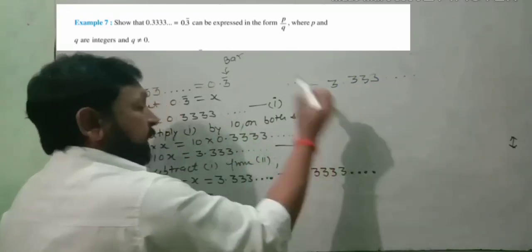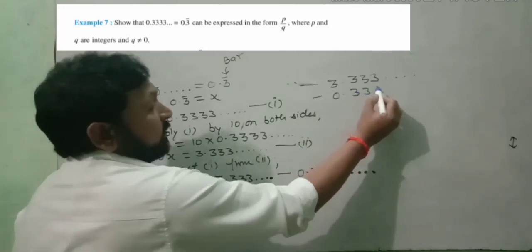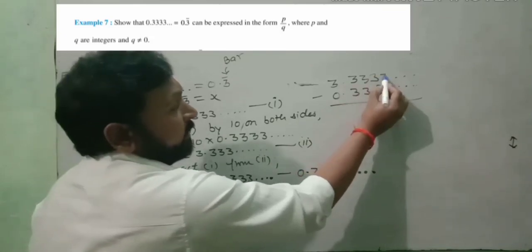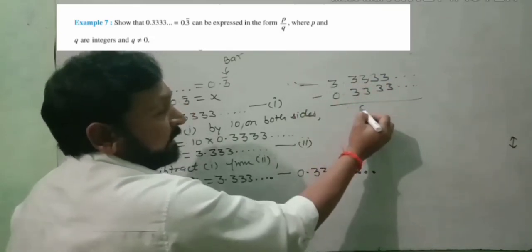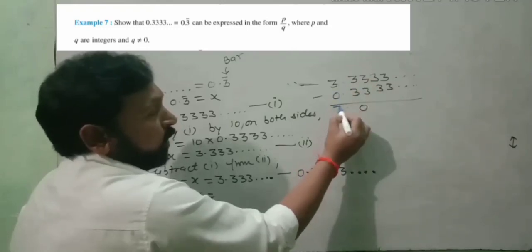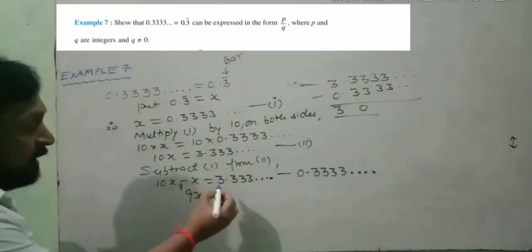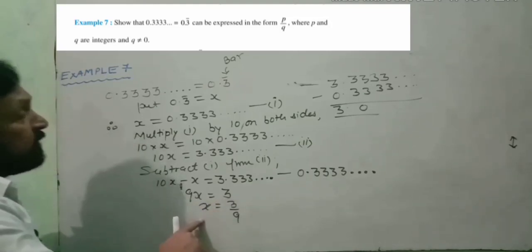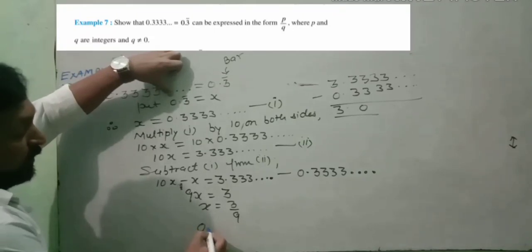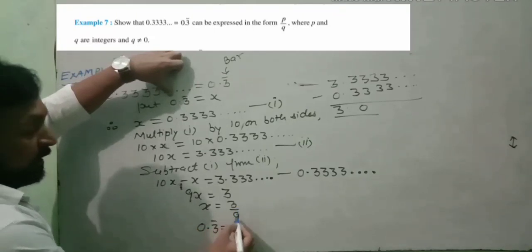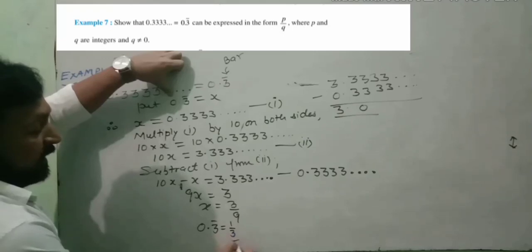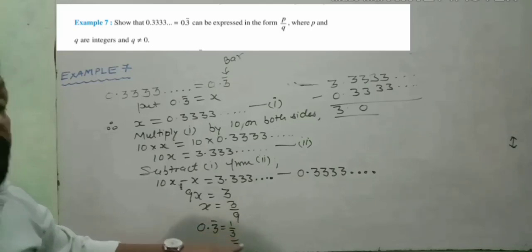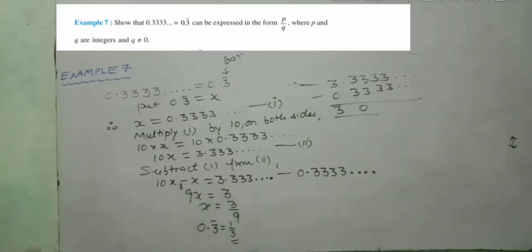When I subtract, just see it here: 3.333 dot dot dot minus 0.3333 dot dot dot. The 3s are repeating themselves, so the whole repeating part gets cancelled. It will become 0. So what will be left? 3.0, it means 3 is left. It means x will be equal to 3 upon 9. And what was x? x was 0.3 bar. And can we solve it? Yes, 3 ones are 3, 3 threes are 9. In this way, I have expressed 0.3 bar in the form p upon q, that is numerator upon denominator.